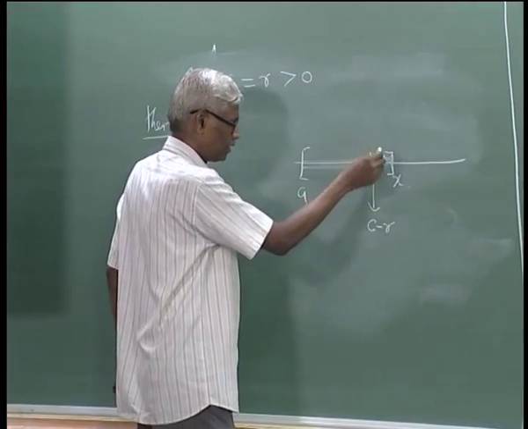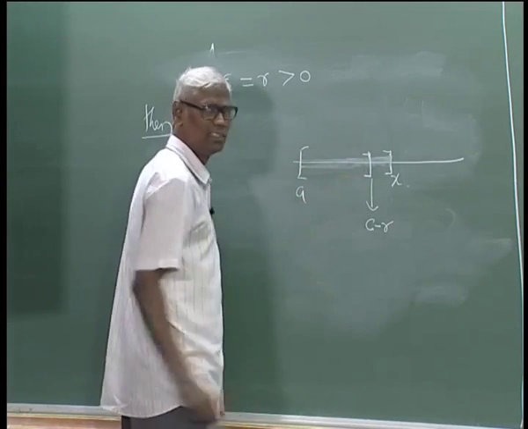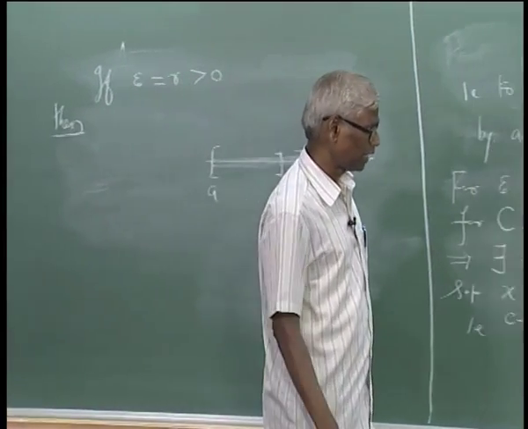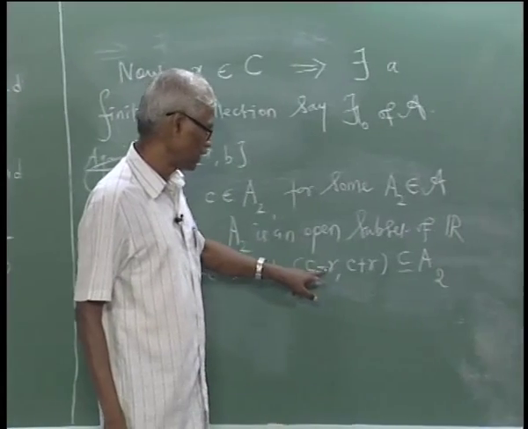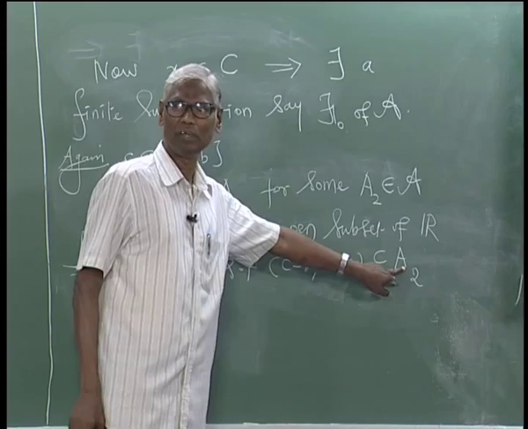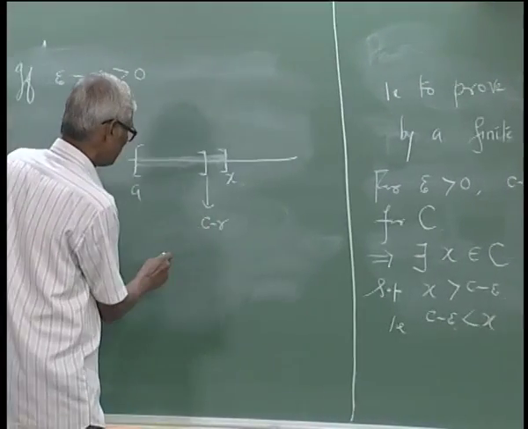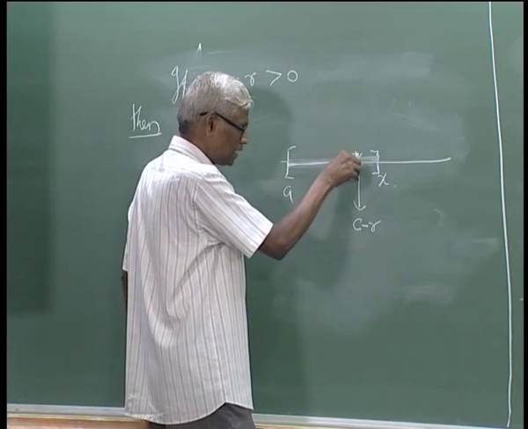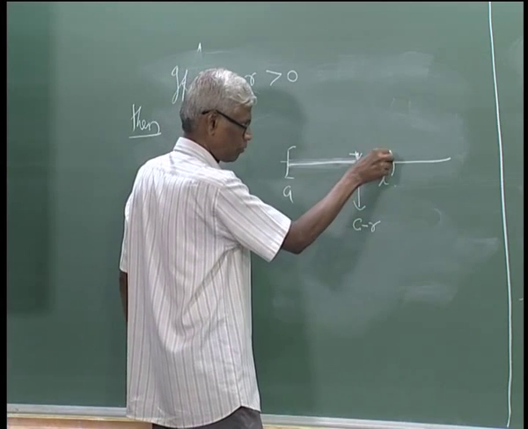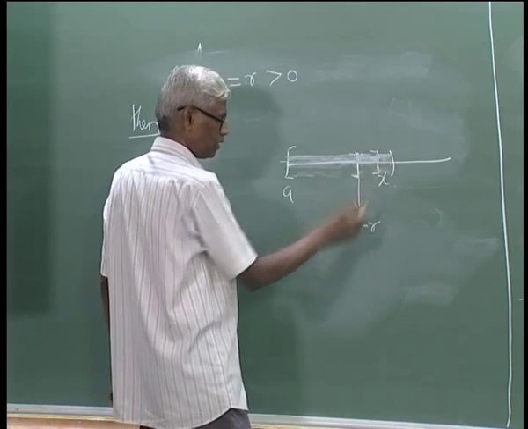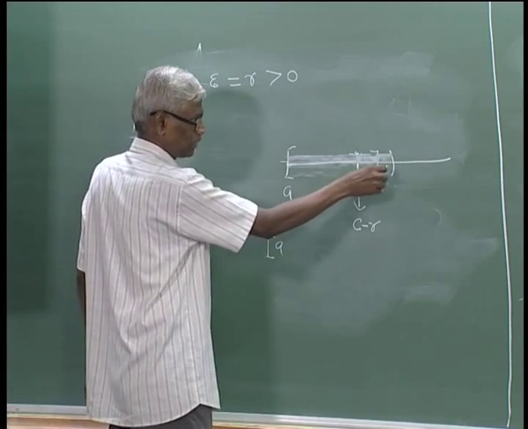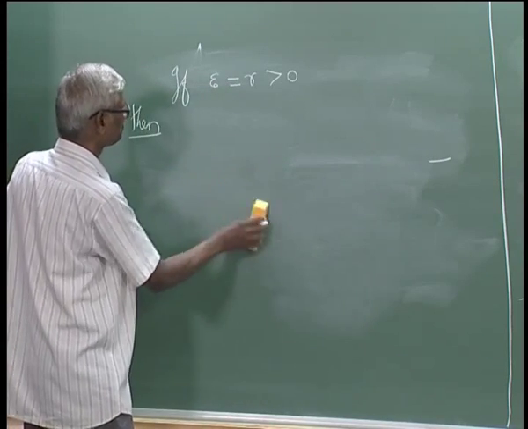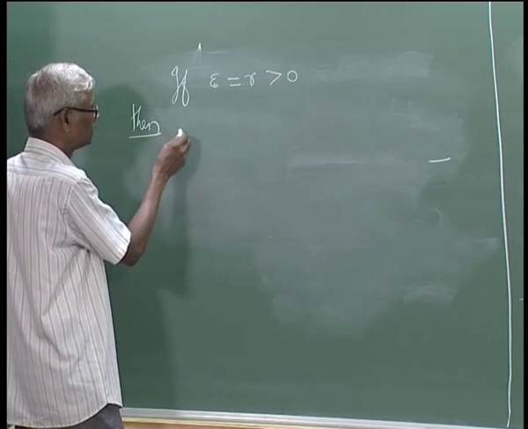So, hence in particular, the closed interval a to c minus r is covered by a finite subfamily of script A, and also we have c minus r to c plus r is a subset of A2. So this portion is covered by finitely many members, and c minus r to c plus r is covered by one single A2. So, c is in between.